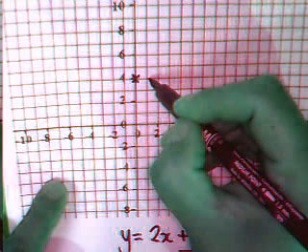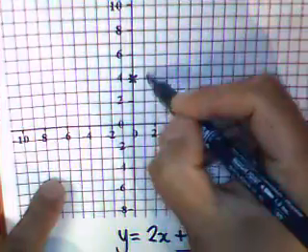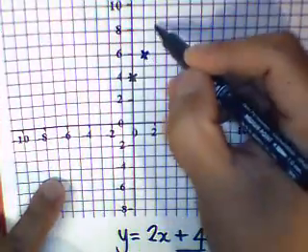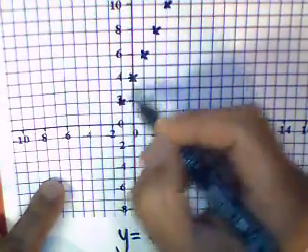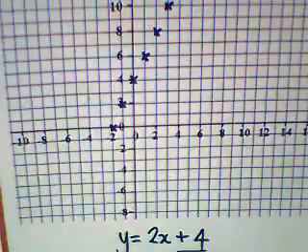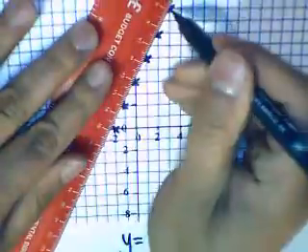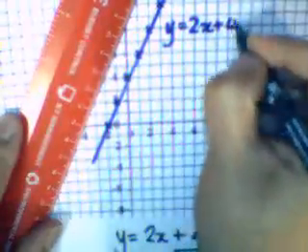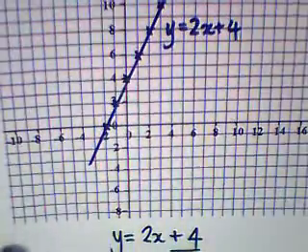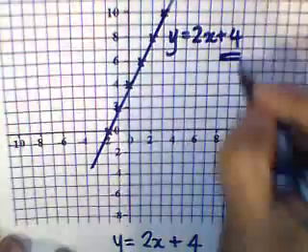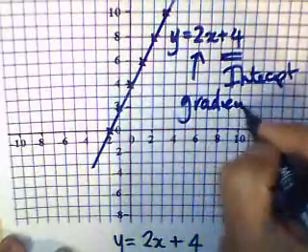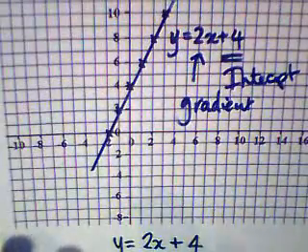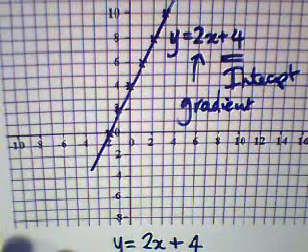If we want to do this one, we know the intercept is plus 4. So the intercept is there. That's where it starts from. We can see the gradient is 2. So we need to go across 1 and up 2. Across 1 and up 2. That's there. Across 1 and up 2. That's there. Across 1 and up 2. That's there. Across 1 and down 2, because we want to go down. Across 1, down, and we can see our straight line forming there.